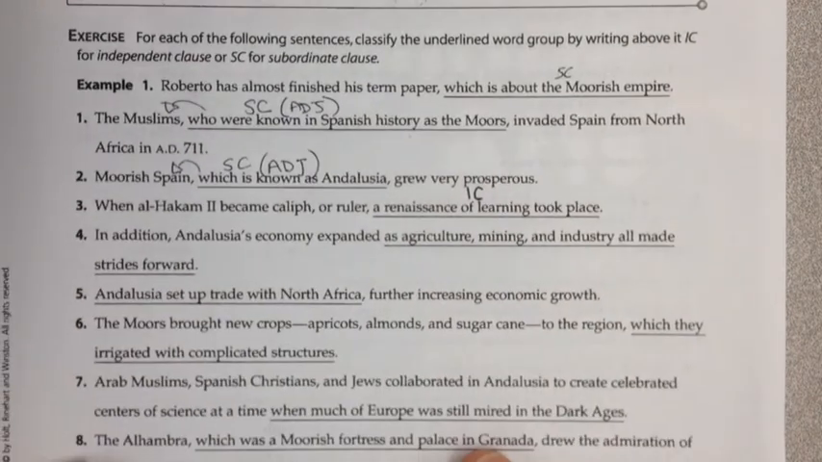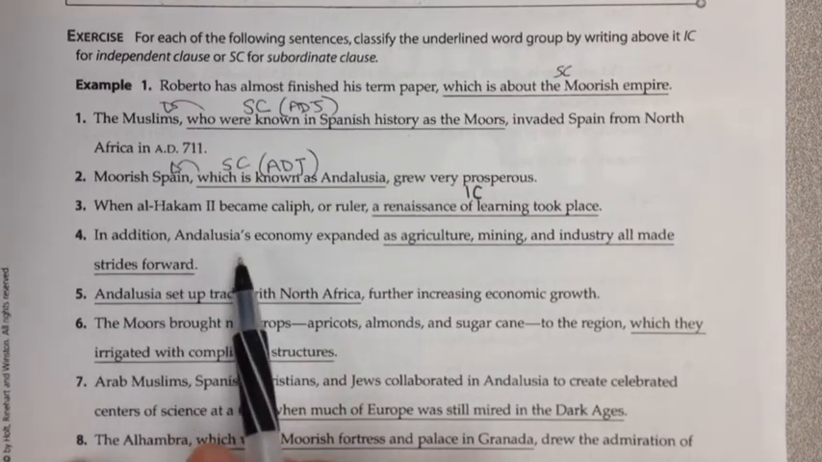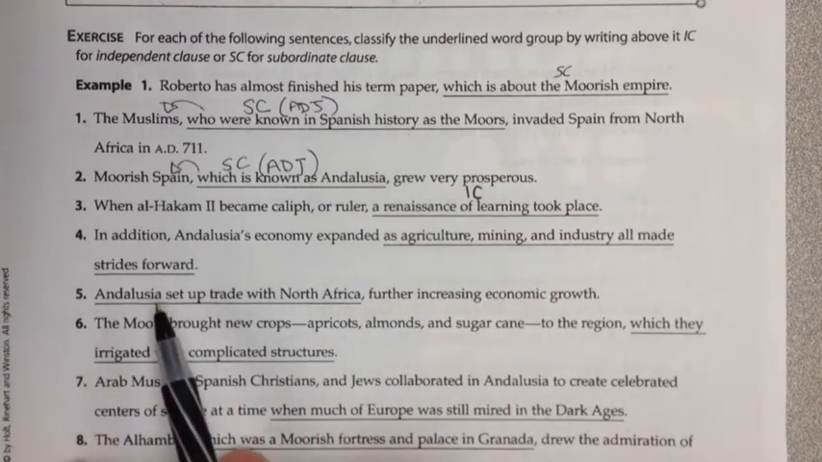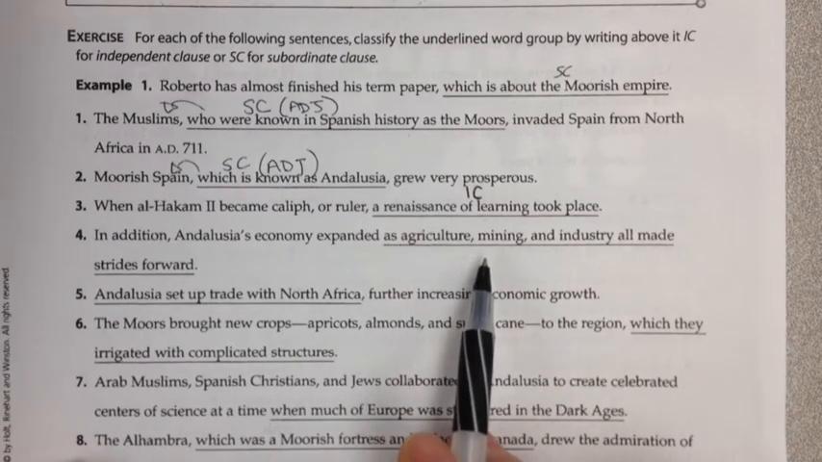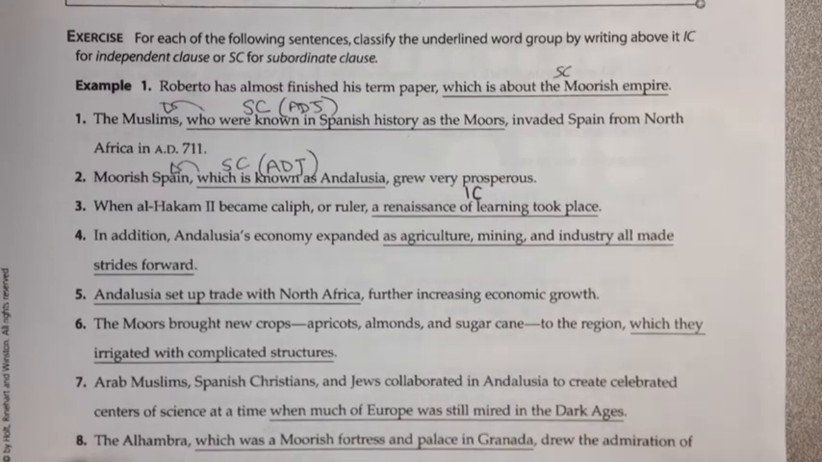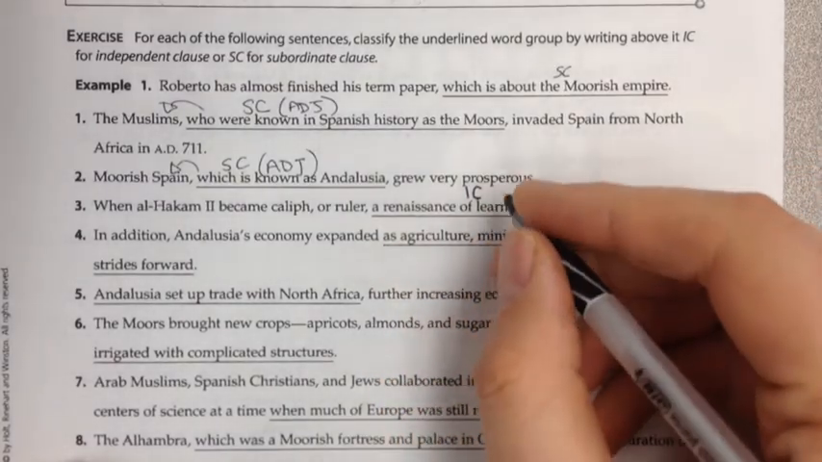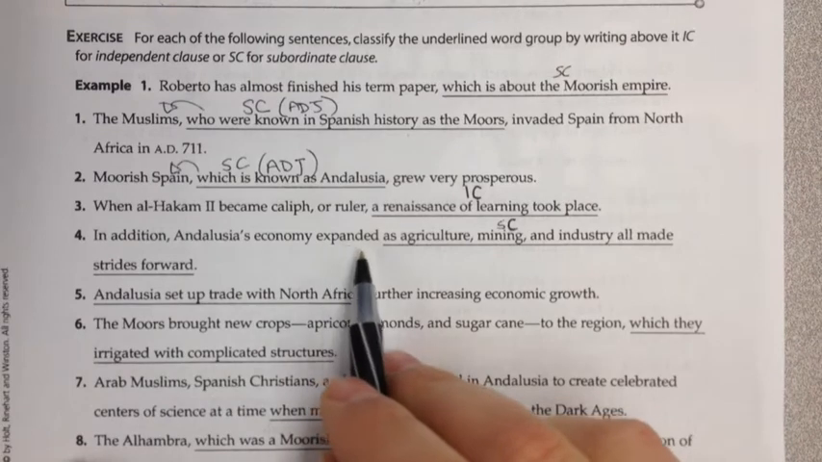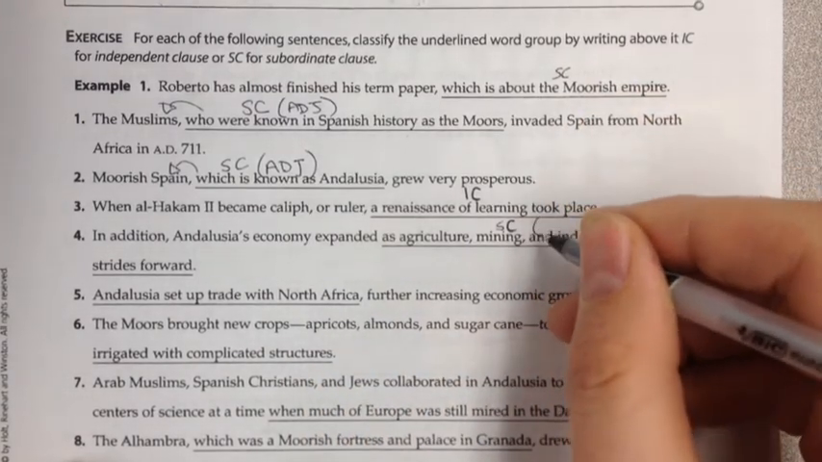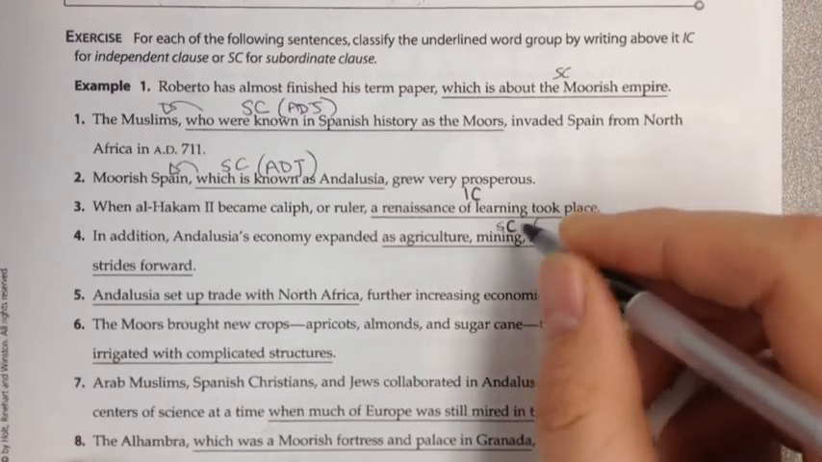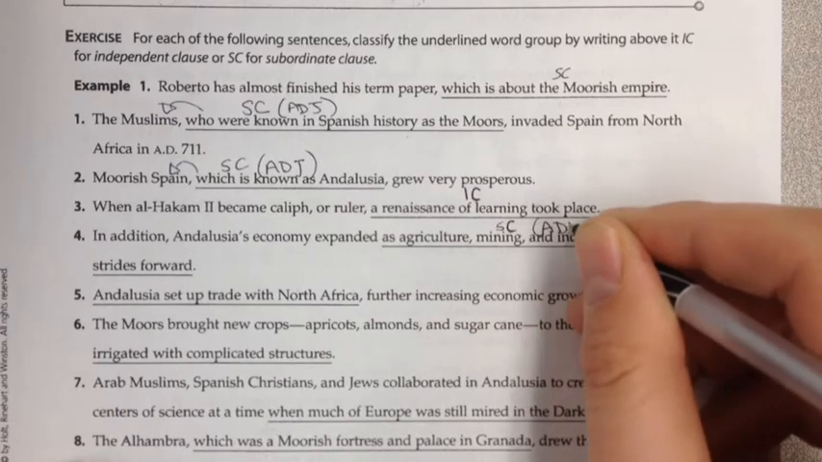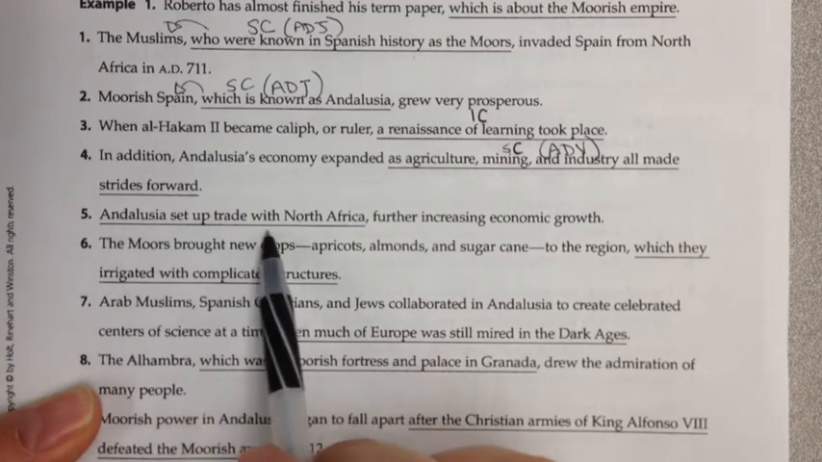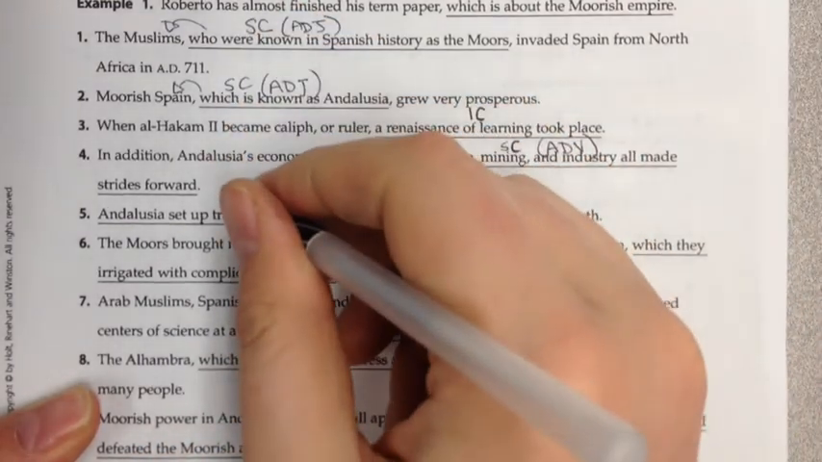Number four. In addition, Andalusia's economy expanded as agriculture, mining, and industry all made strides forward. As agriculture, mining, and industry all made strides forward can't stand alone. This is a subordinate clause. In this case, these words tell us about the expansion. It describes the verb expanded, so this is an adverb clause. And number five, Andalusia set up trade with North Africa. That could stand alone as a sentence, so this is an independent clause.